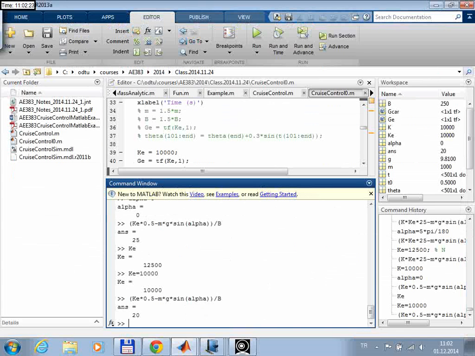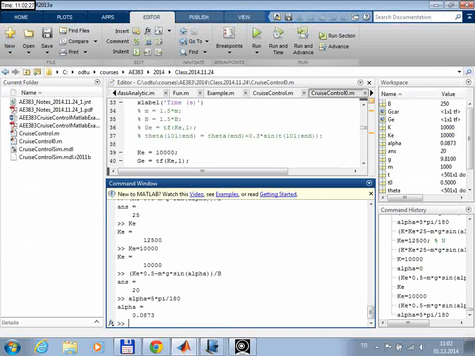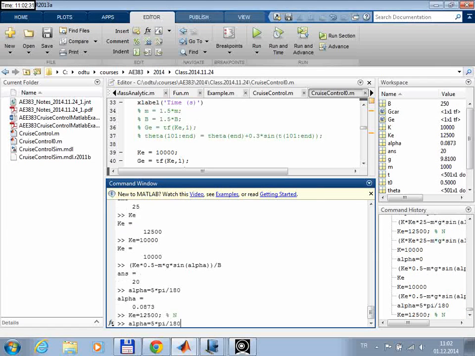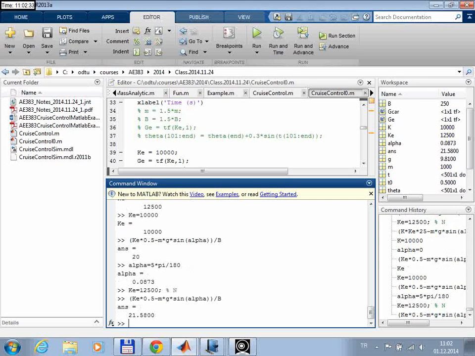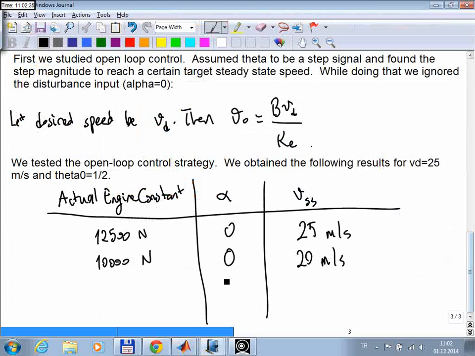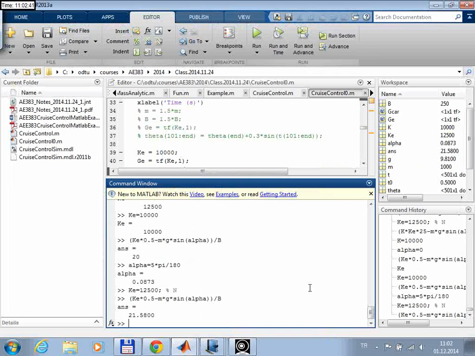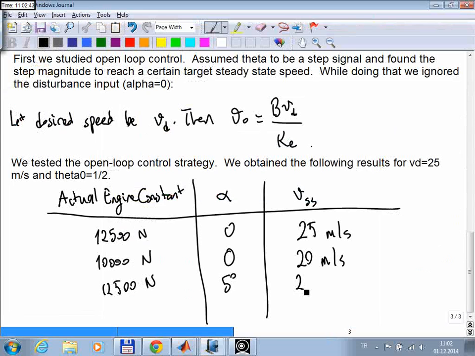The second thing is, let's consider alpha. So let me make alpha equal to 5 degrees. And let me make KE equal to the original value, 25.58. So for this, the final speed is 21.58.